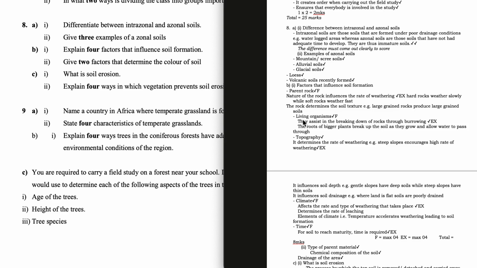Another factor is living organisms. They assist in the breaking down of rocks through burrowing. The roots of the bigger plants break up the soil as they grow and allow water to pass through.